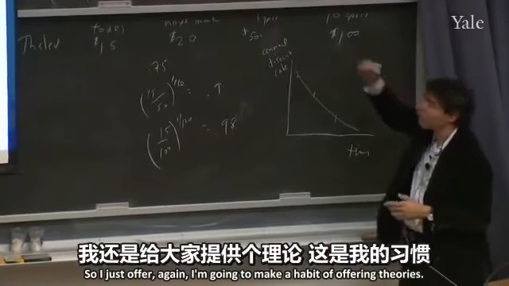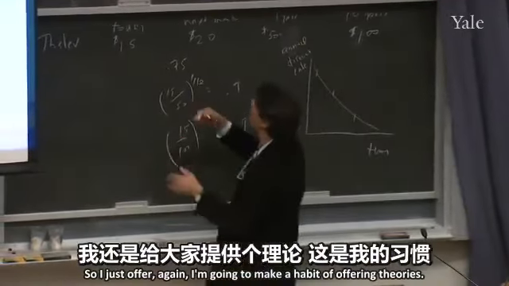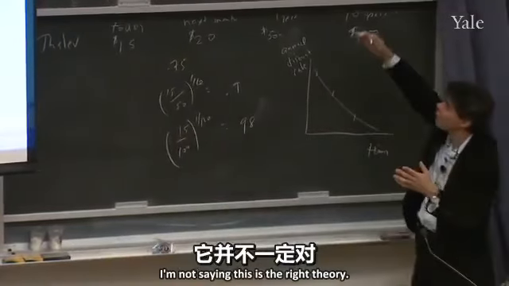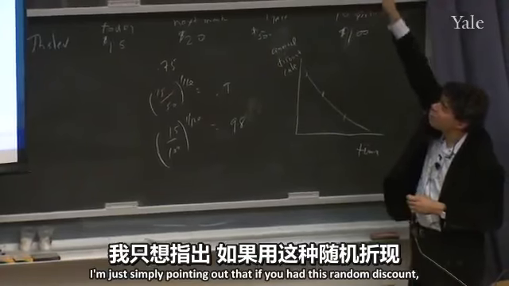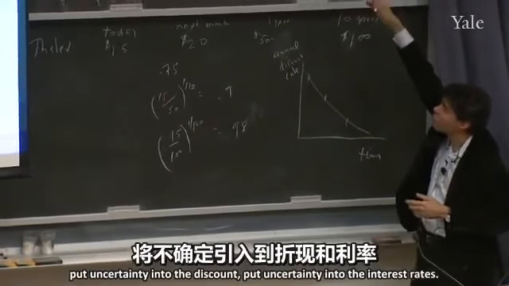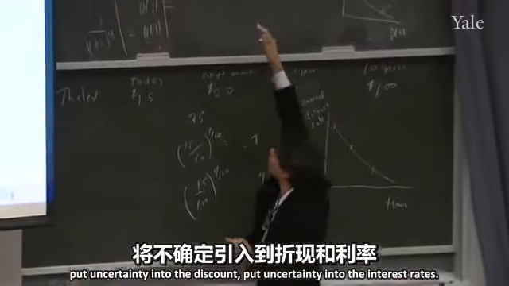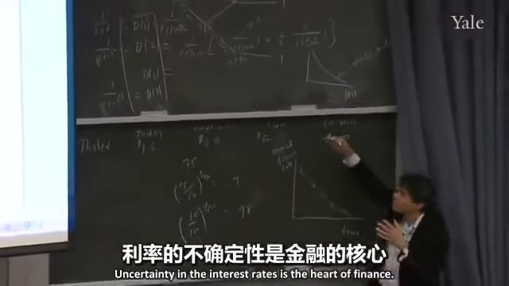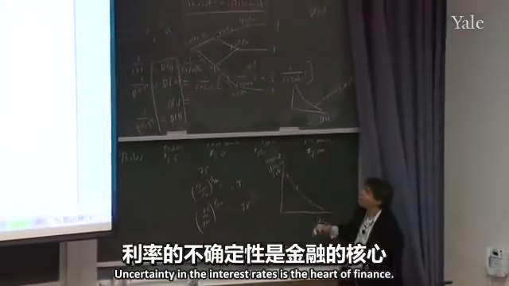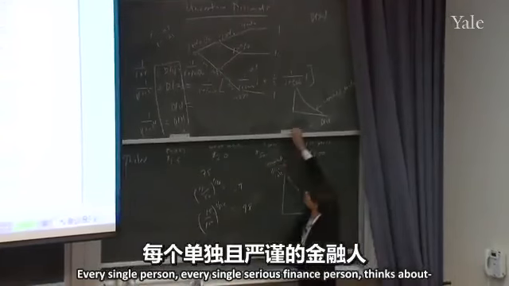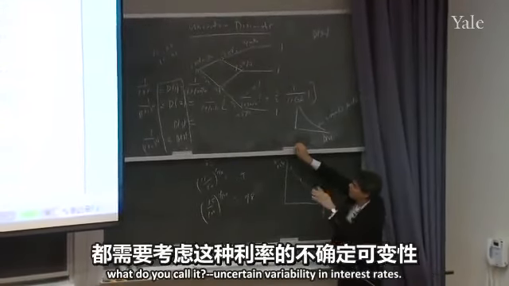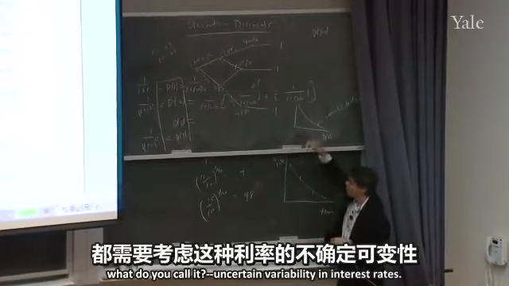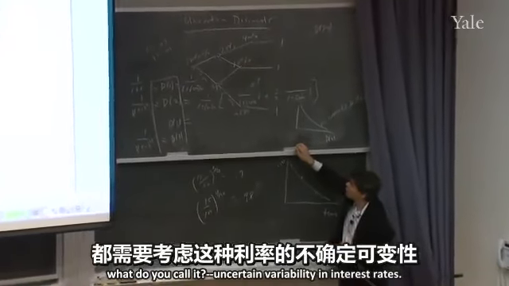So I'm going to make a habit now of offering theories. I'm not saying this is the right theory. I'm simply pointing out that if you had this random discount, put uncertainty into the interest rates. Uncertainty in the interest rates is the heart of finance. Every single serious finance person thinks about uncertain, variability in interest rates.